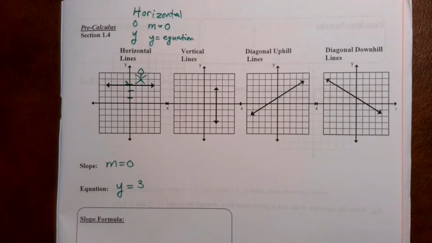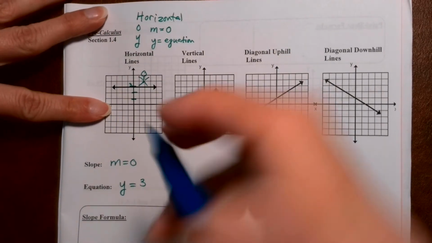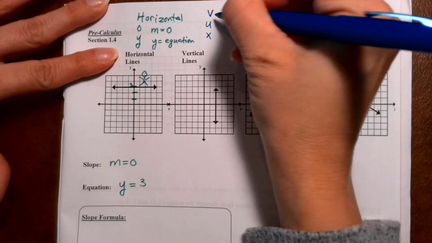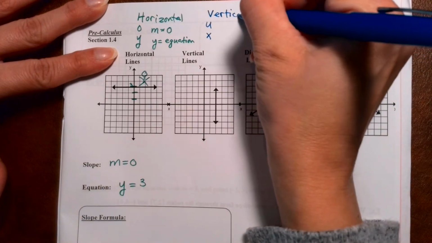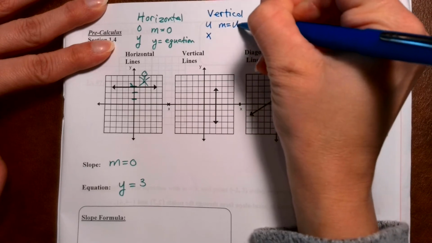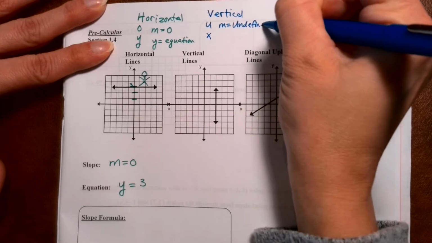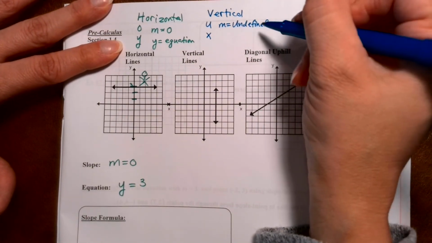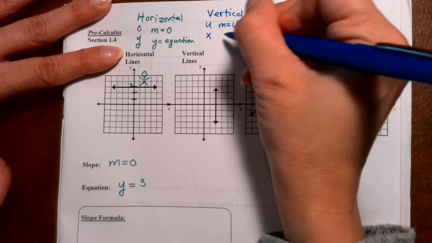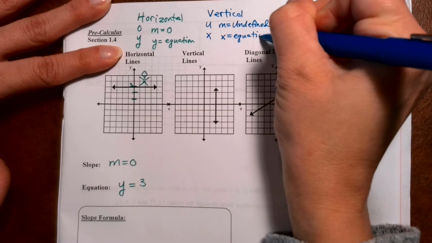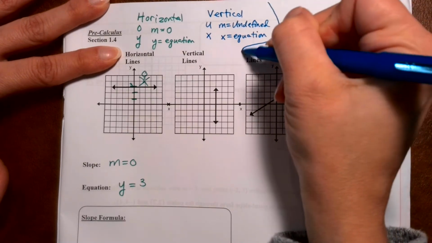Vertical lines, on the other hand, are going straight up and down. This is VUX, V-U-X. And what do these letters help us remember? Well, V tells us about the vertical lines. U is supposed to help us with the slope. So the slope is undefined. Undefined. We don't say 0. We don't say can't tell. We don't say no. We say undefined. And then X tells us that it's an X equals equation. X equals number. So these are the special lines.